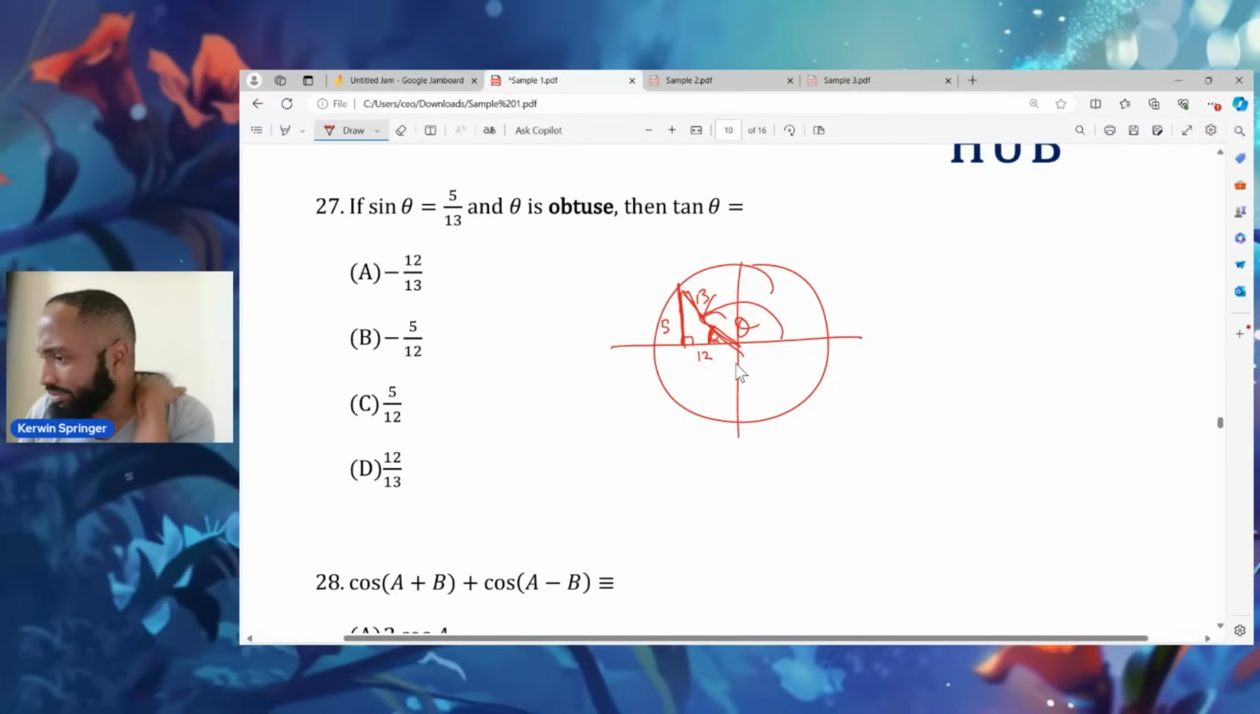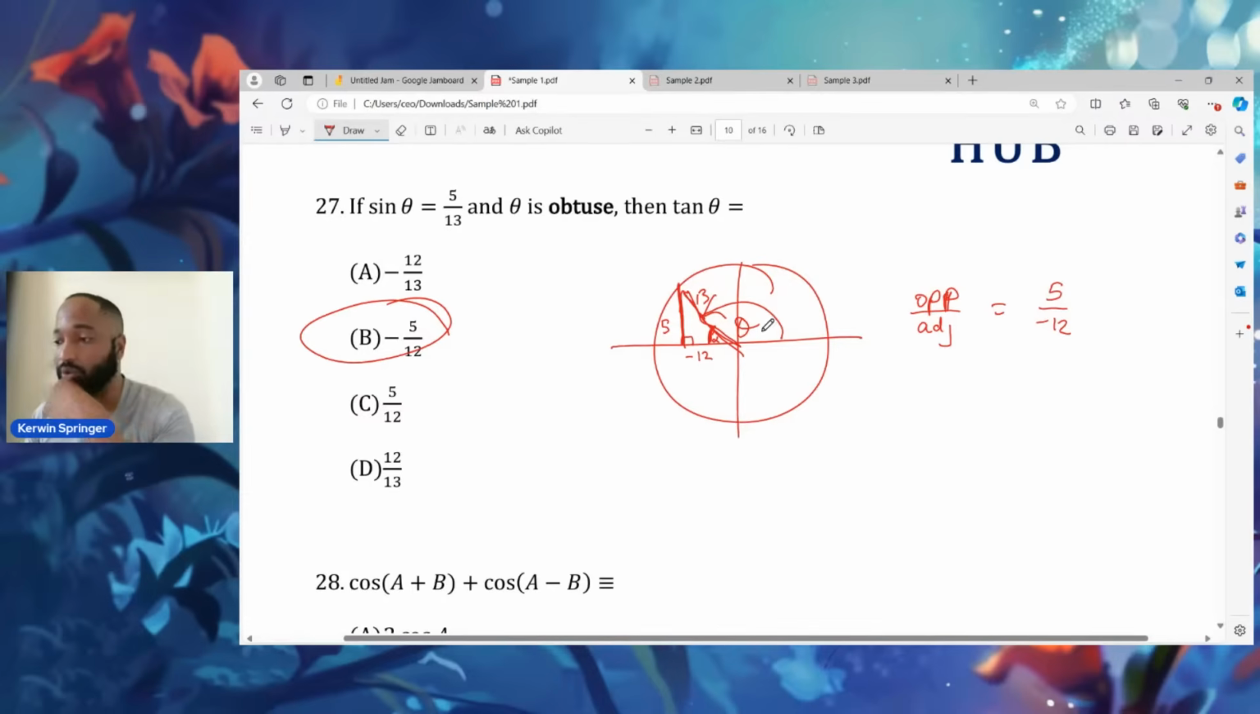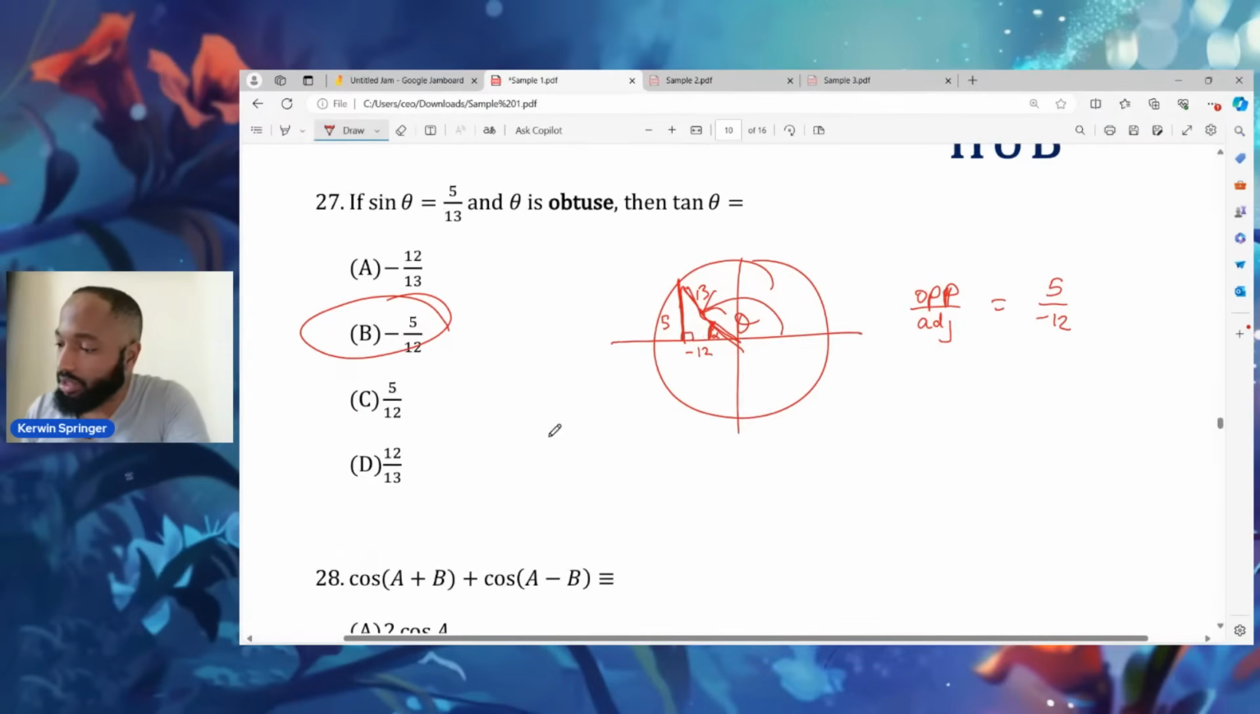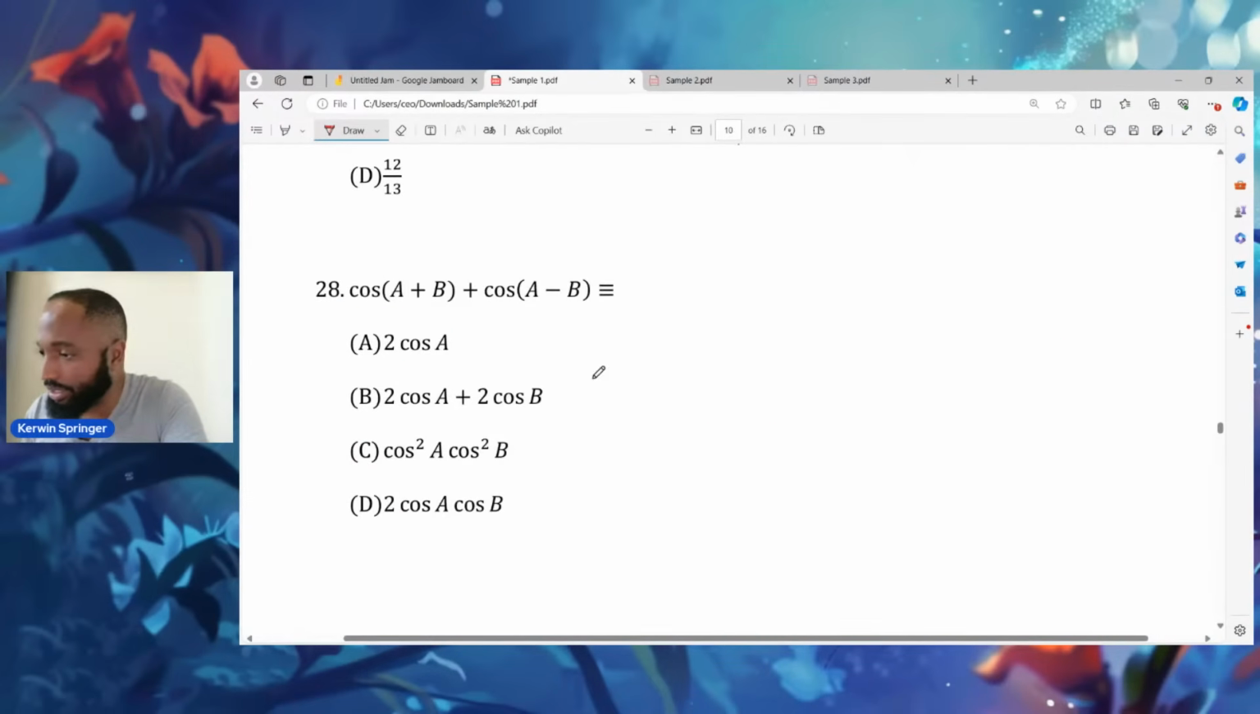So then we want to find the tan of theta. The tan would be, well, this is actually negative since it went backwards. So the tan of theta is opposite over adjacent. So I'm looking at 5 over negative 12. Answer is B. So that's the quick way to do this. You need to understand your unit circles. All right, cos of A plus B plus cos of A minus B. What are we looking at here? Cos of A plus B is really cos A cos B minus sine A sine B, plus cos A cos B.